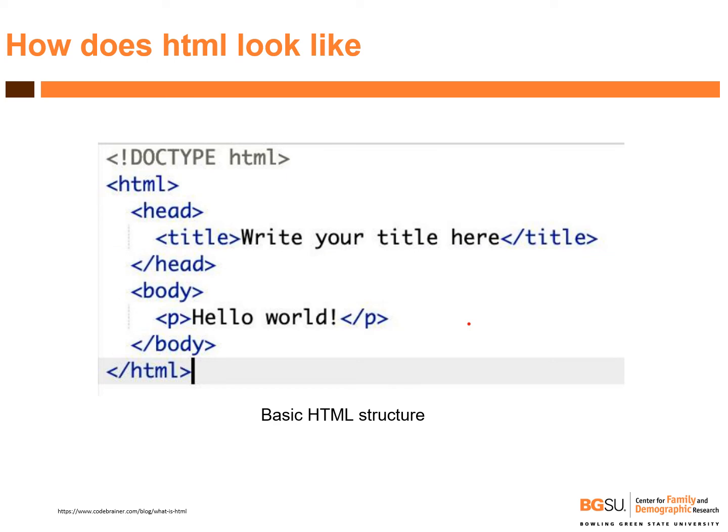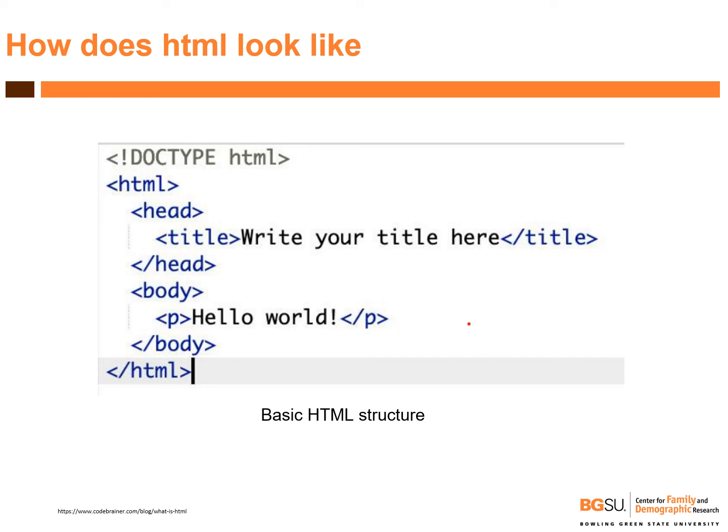Now that you have learned what HTML, CSS and JS do to our website, you might be wondering, what does the HTML document look like? This is an example of modern HTML structure. In the first line, we always have the doc type HTML, which is document type declaration. It tells the browser that it is an HTML type document.